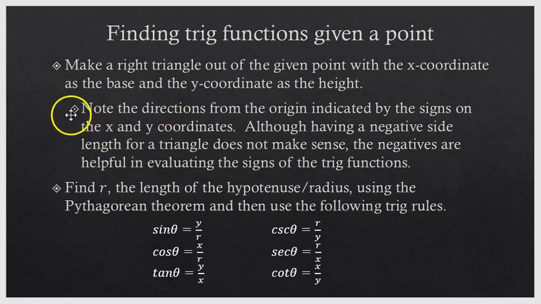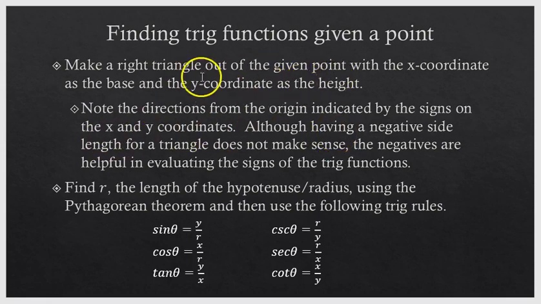Do be mindful of the directions from the origin, like if you're moving left or right for an x value, that'll be indicated by whether the x and the y coordinates are positive or negative. So even though it doesn't make sense to have a negative side length on a triangle, the direction we're moving from the origin will still affect what our answers for sine, cosine, tangent, cosecant, secant, and cotangent will be, because it'll change whether those functions end up being positive or negative. So I like to put the negative signs on the triangle lengths just to make sure that I'm getting the right answer when I evaluate the trig functions at the end.